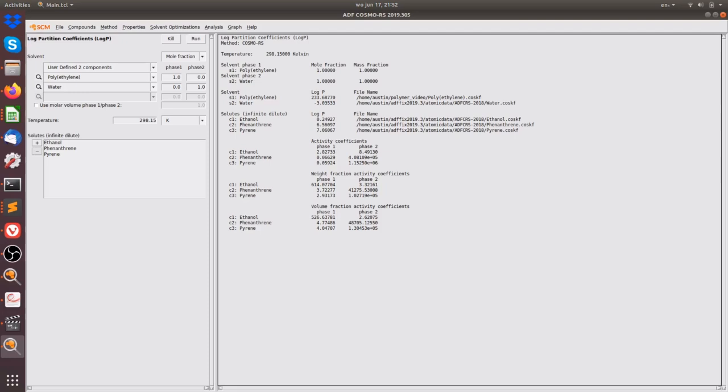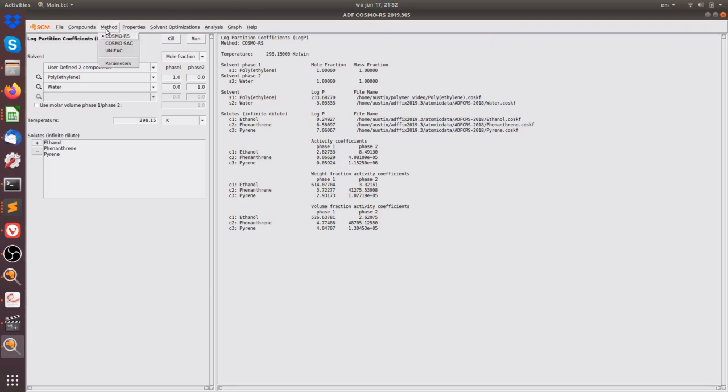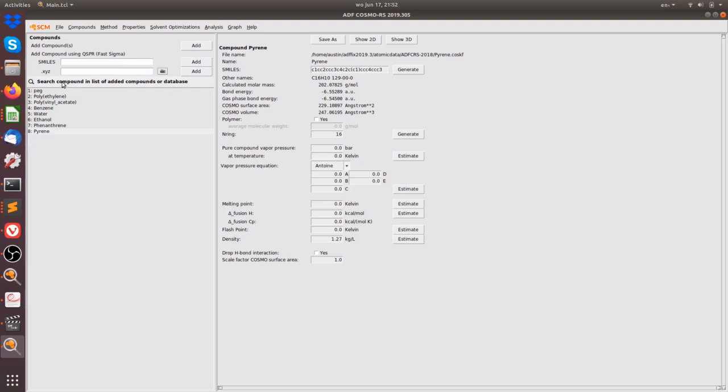So yeah, as a final example, let's look at gas solubility. It's also a really important property. We'll go back to the list of added compounds menu, and we will consider polyethylene.